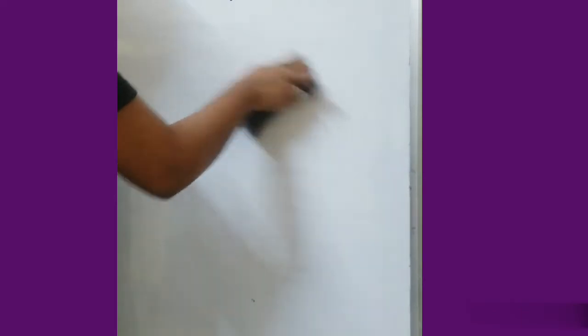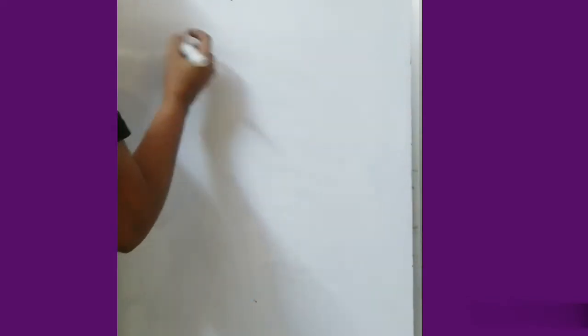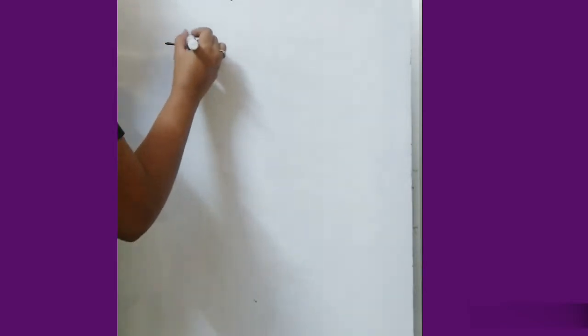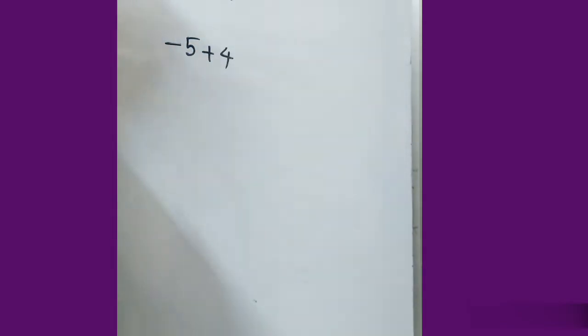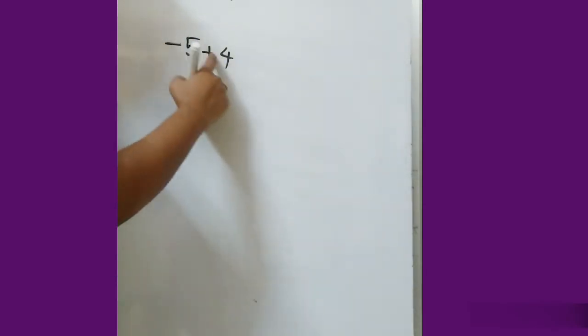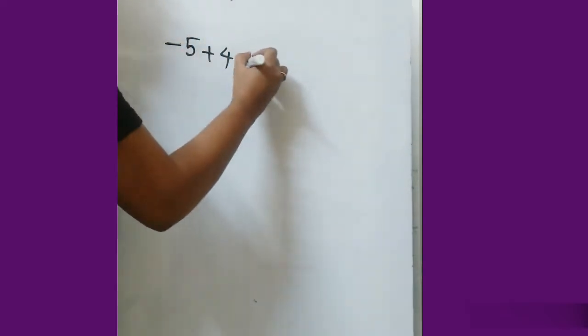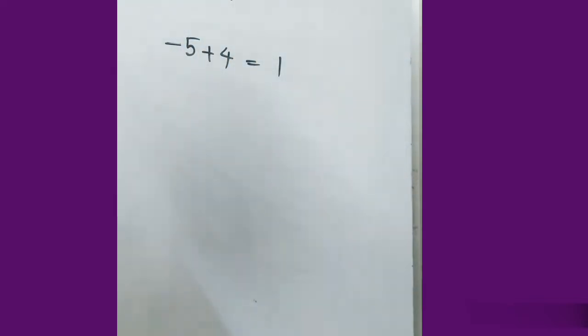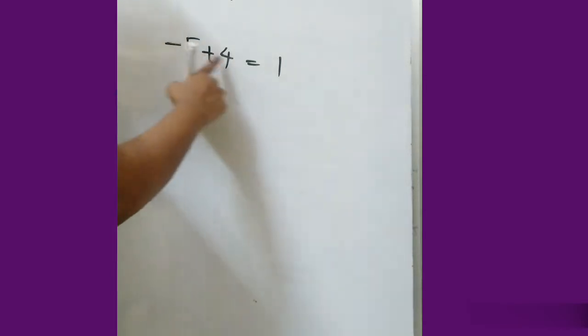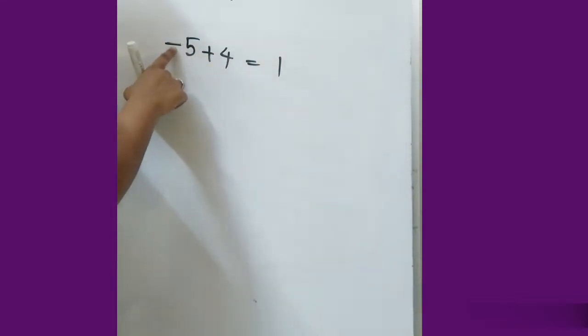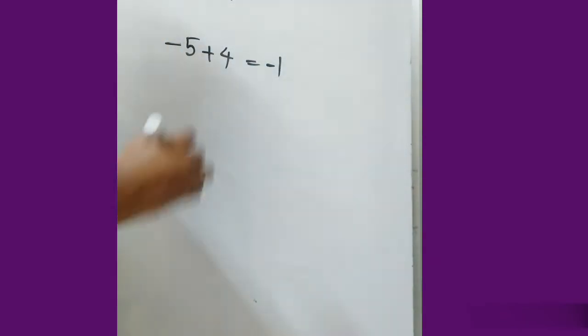Now the second one. How will we do it? We'll see one number: minus 5 plus 4. There's a rule. When it is minus plus, we subtract. What is 5 minus 4? The answer is 1. And we have to put the sign of the greater number. Which is the greater number here? Minus 5. So I'll put negative.